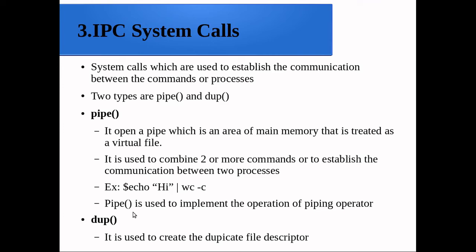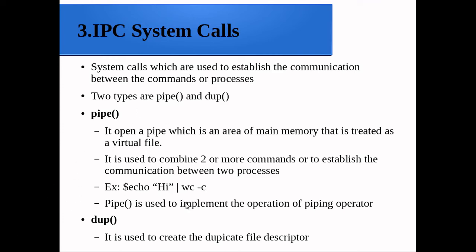That means we are having different processes in the system. If one process wants to communicate with the other process, we can use these kinds of system calls. And mainly we have two types of interprocess communication system calls, that is pipe and dupe. So first we'll see what is the pipe system call.